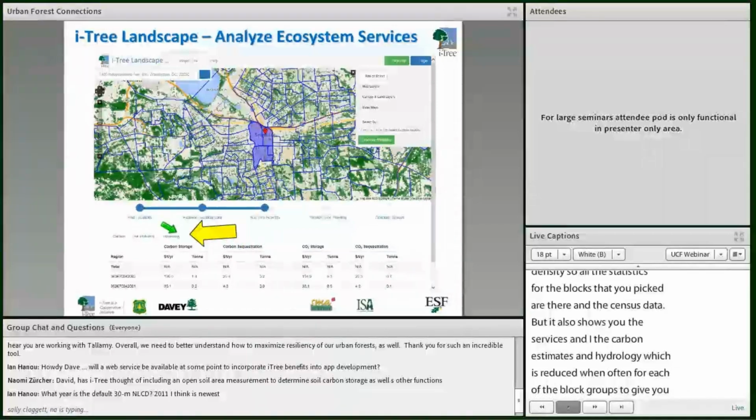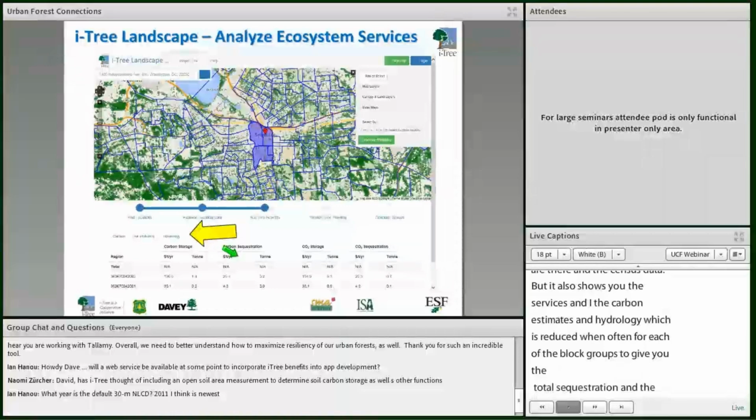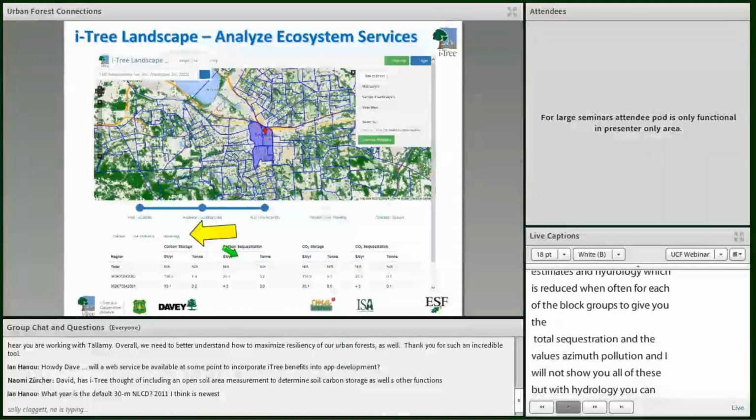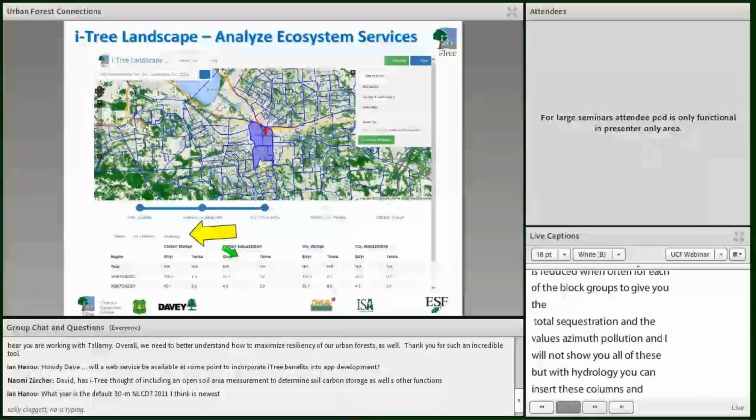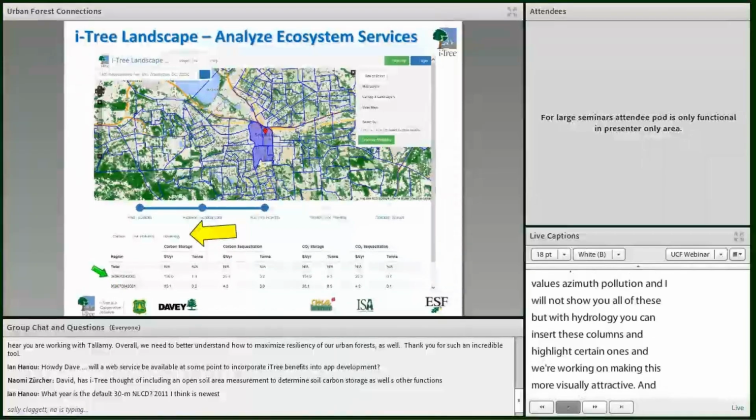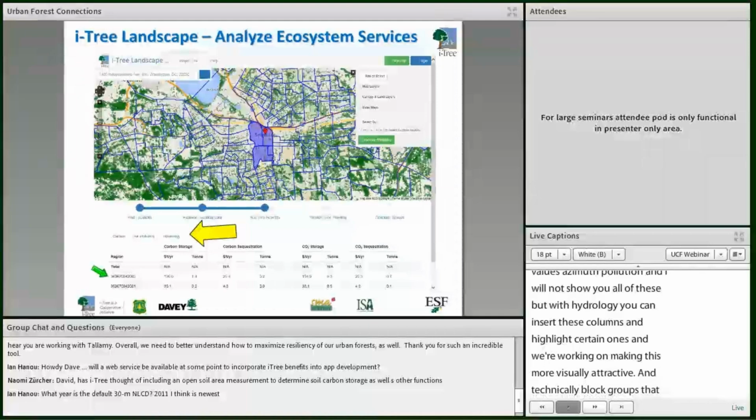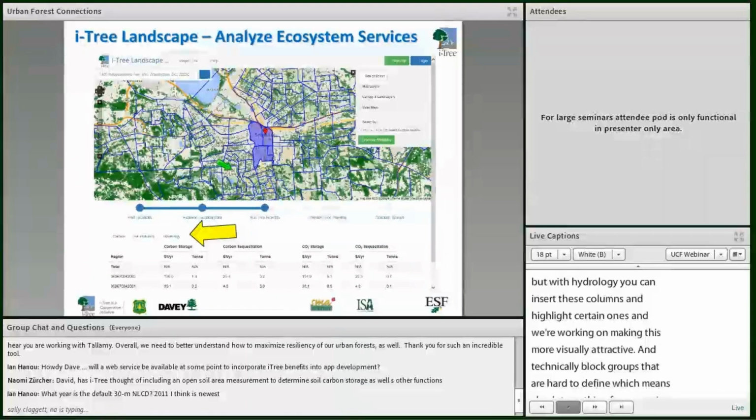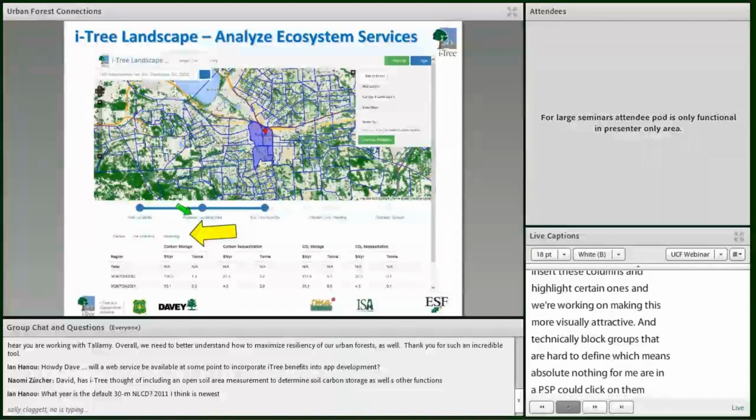You can then sort these columns and highlight certain ones. We're working on making this more visually attractive, because technically, block groups, as you can see here, are defined by a census number. It means absolutely nothing to me or anybody else, but you can click on it. There's a highlight button in the new version which will highlight which of these block groups is actually the one you're looking at, because they don't name block groups like they name cities. They're all a number code.